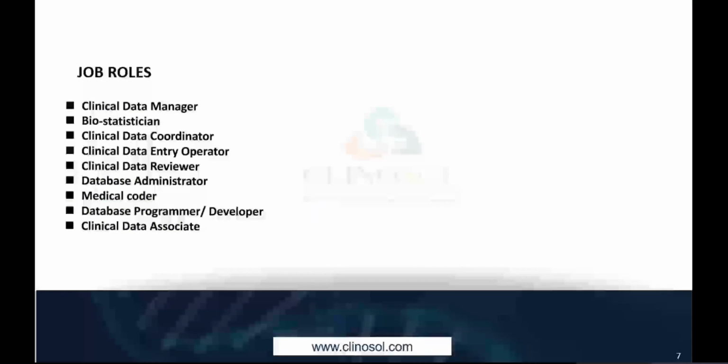Next, coming to what job roles are available in clinical data management. The first one is clinical data manager, who is mainly responsible for supervising the entire clinical data management process. The data manager prepares the data management plan, approves the clinical data management procedures, and also controls and allocates the database access to all the team members.